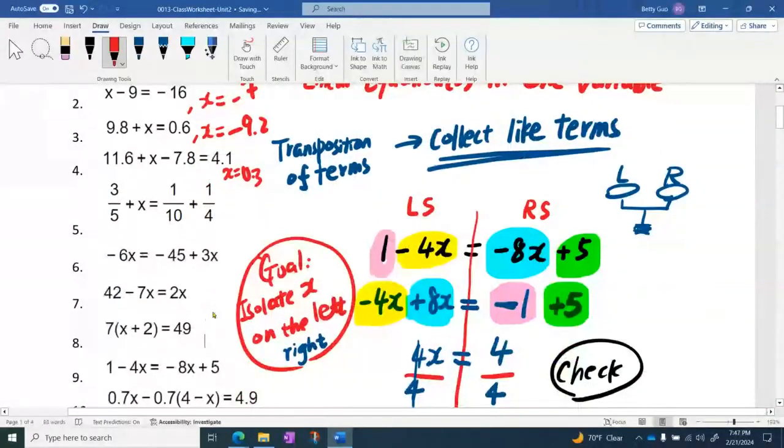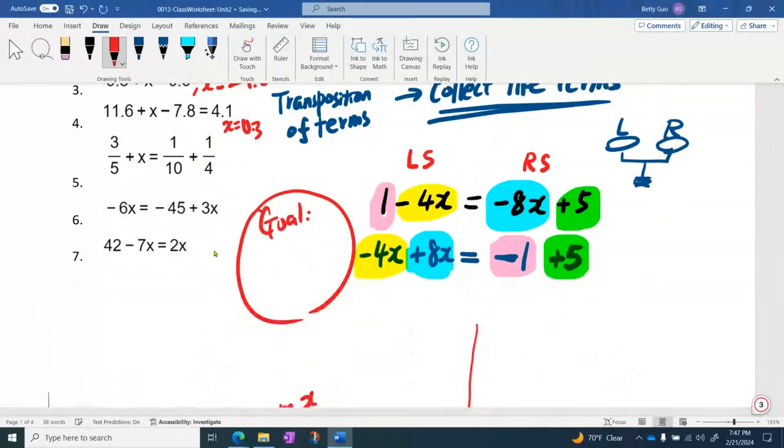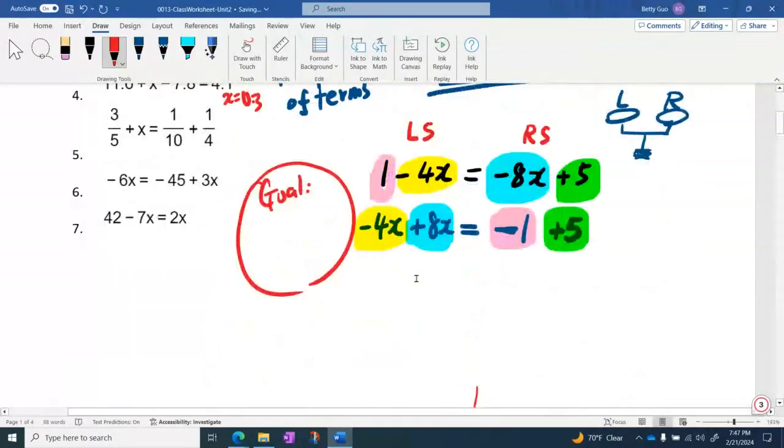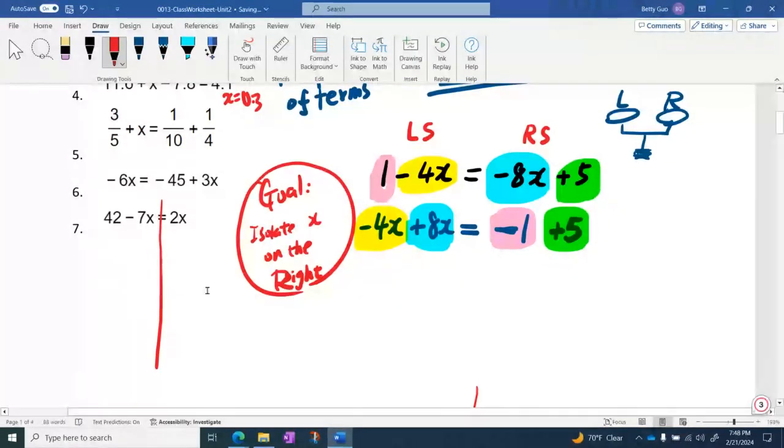And let's try number 7, this one. 42 minus 7x equals 2x. I want to talk about this question a little bit. I would isolate x on the right side. Isolate x on the right side is more convenient. Let me explain why it's more convenient.